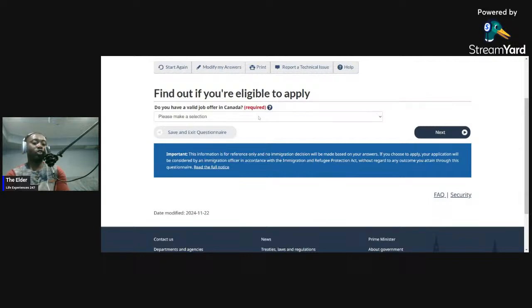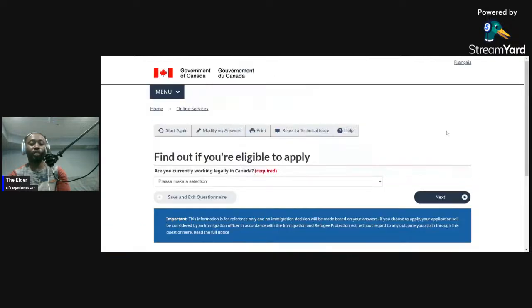Do you have a valid job offer in Canada? In this case, no. And as I said earlier, even if you do, currently Canada doesn't give you any extra points if you have a job offer from Canada. Previously, if you had a job offer from Canada, they would give you additional points, but now they don't. So all you have to do is just move there, say no, and then go to next.